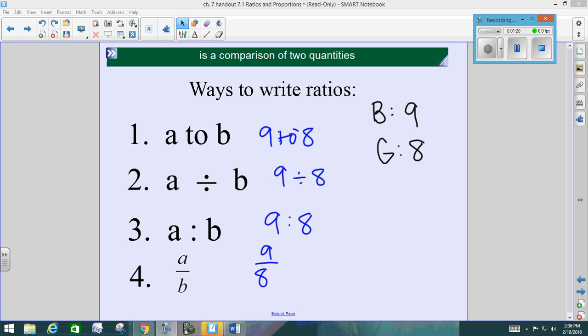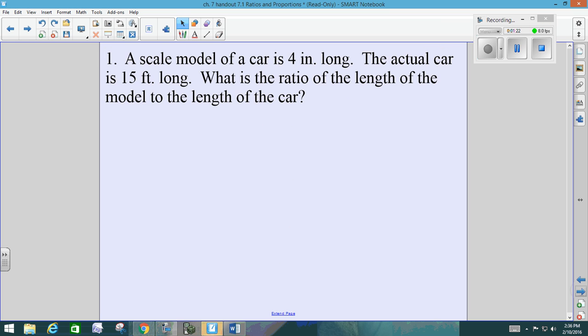All right? So number 1, we're going to write a ratio here. It says a scale model of a car is 4 inches long. The actual car is 15 feet long. What is the ratio of the length of the model to the length of the car? You have to read carefully, like you always should, but you have to make sure you're following the order. They want the length of the model to the length of the car.